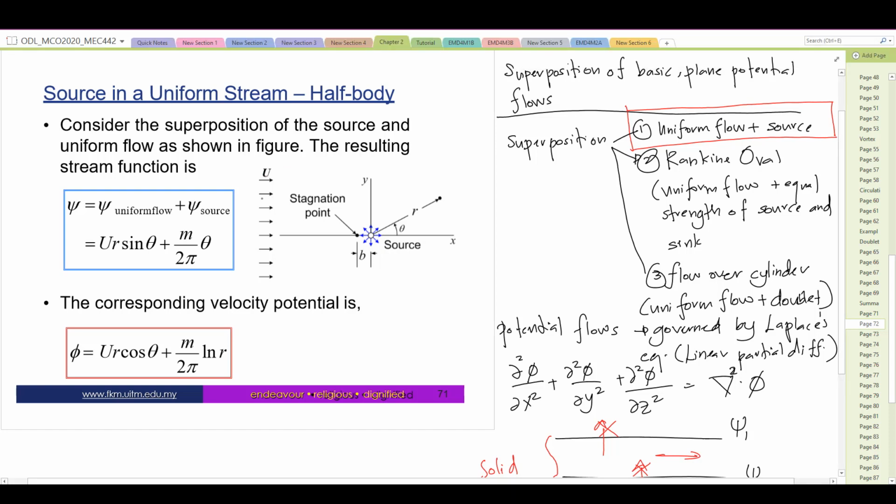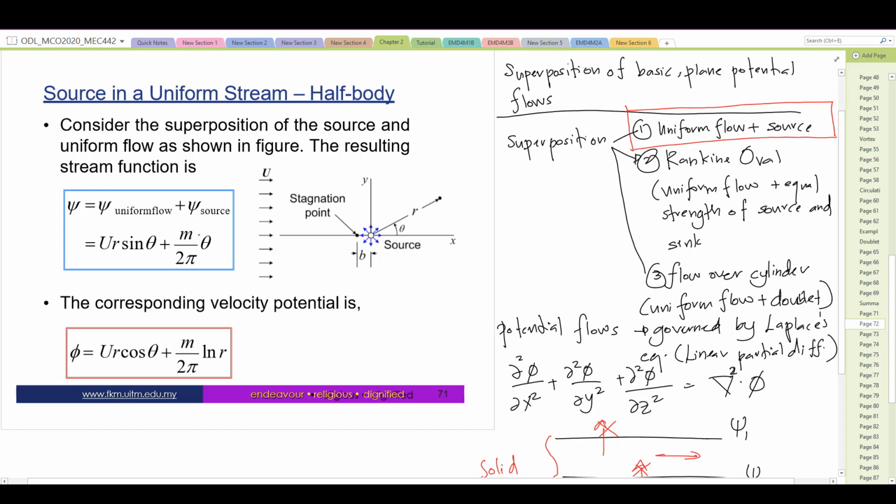Okay, so U is a uniform flow coming from the left to the right, and then this is a source where we start the source. We have the stagnation point here. The distance from the source to the stagnation point we call B. Since it is a source, we need to have radial velocity.